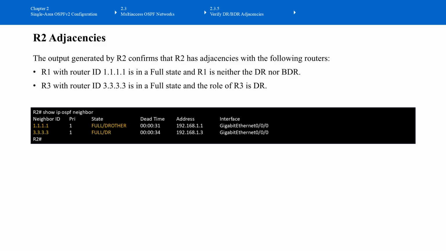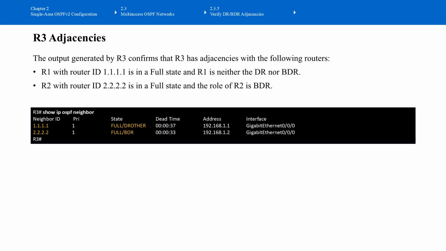This output is from R2, which is the BDR. The show ip ospf neighbor command shows we have 1.1.1.1, that's the full DR other, and R1 is the DR other. R2 has a full adjacency with R1. There's 3.3.3.3, this is the full DR, where R3 is the DR. R2 has a full adjacency with R3.